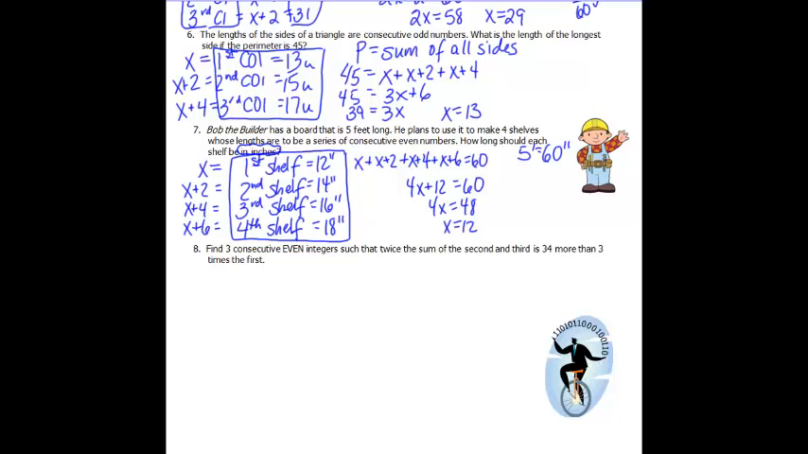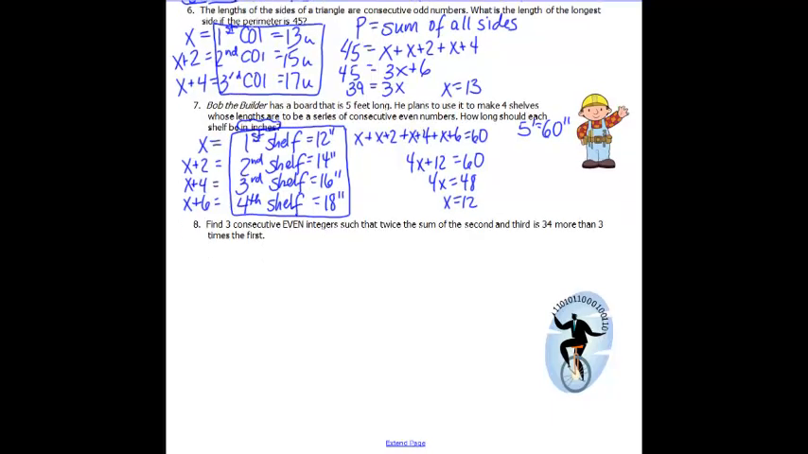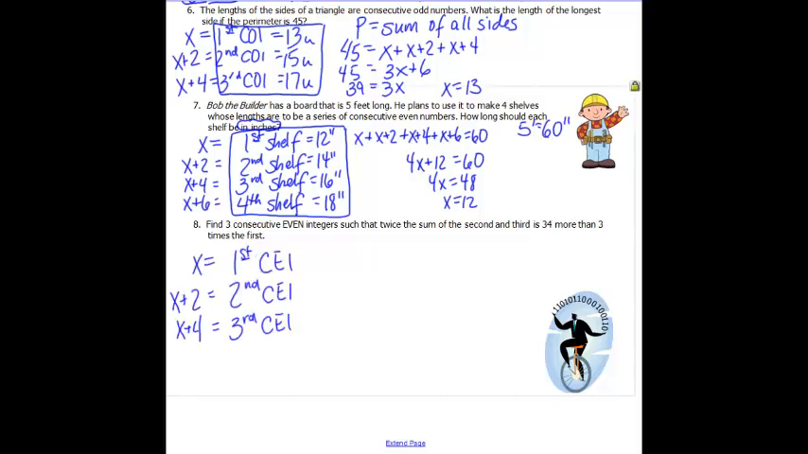Find 3 consecutive even integers such that twice the sum of the second and third is 34 more than 3 times the first. Boy, that's a mouthful. Well, let's just set up our let statements because once we have those, it kind of works itself out. So this is the first consecutive even integer, and you can go ahead and write the rest. I use these let statements and they really do help me set up my equation. Twice the sum of the second and the third. So I'm taking twice and I want to use parentheses because I have to sum the second and the third. Is 34 more than 3 times the first? And then I can go ahead and solve that, and you should pause here and do so.